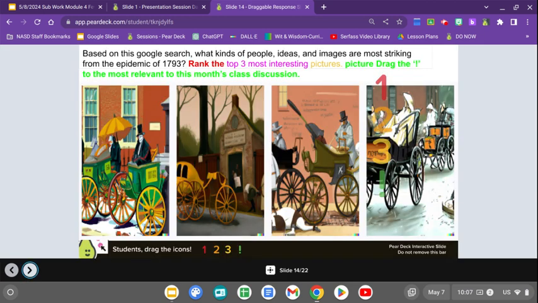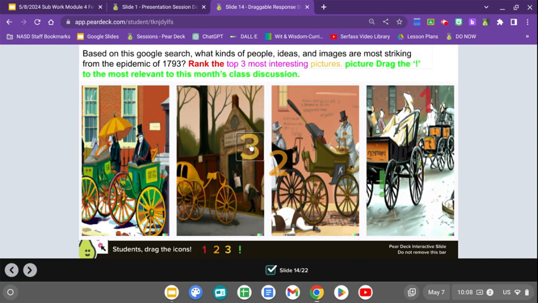Slide 14. Based on this Google search, what kinds of people, ideas, and images are most striking for the epidemic of 1793? Rank the top three most interesting pictures and drag the exclamation to the most relevant to this month's class discussion. So, which is the number one picture? I like this one. Which is your number two picture? Ooh, I like this one. And which is your number three? Gotta go with this one here.